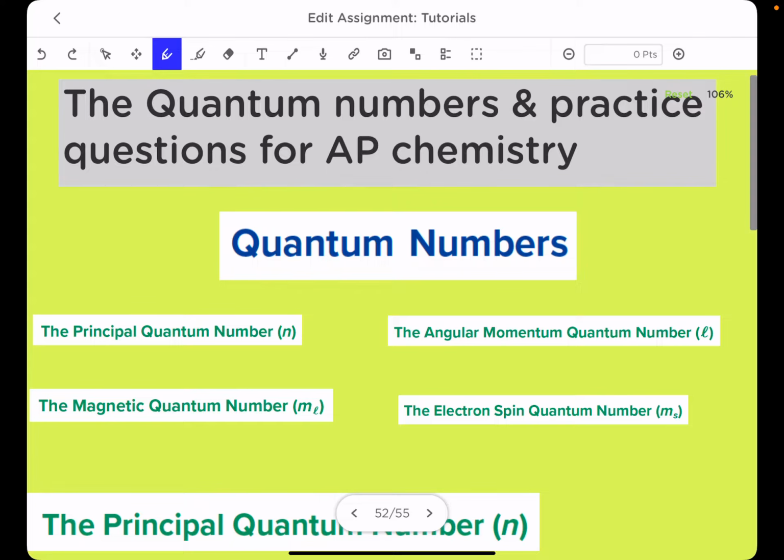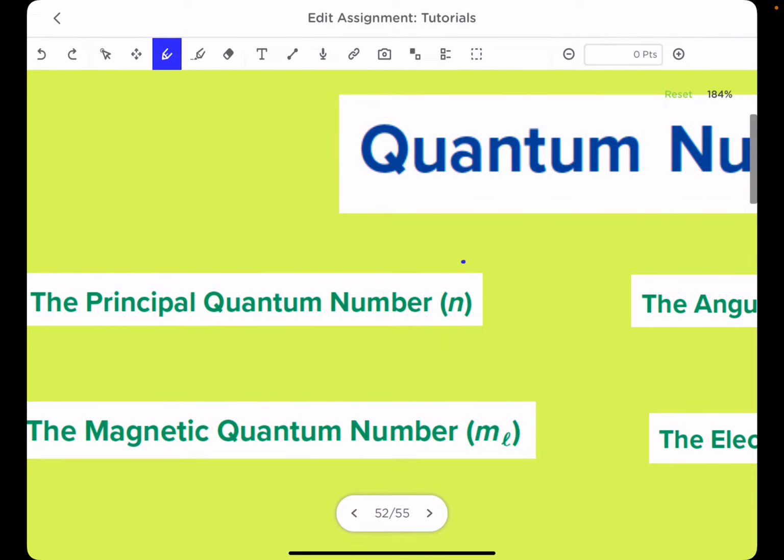Today, I'm going to discuss the quantum numbers and give you some practice questions for AP Chemistry at the end of this video tutorial. So, in quantum mechanics, 3 quantum numbers are required to describe the distribution of electrons in hydrogen and other atoms. They are called the principal quantum number, and the symbol is N.